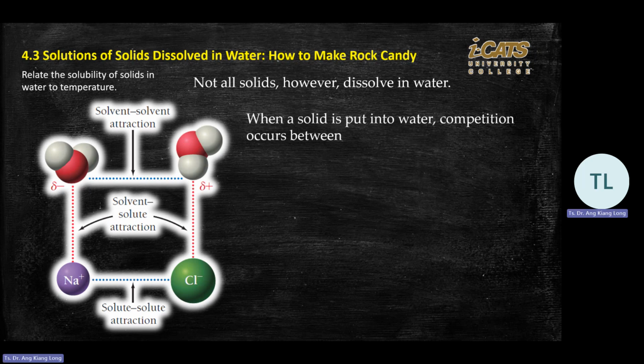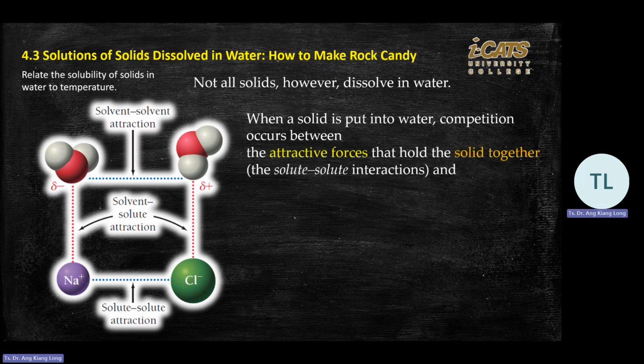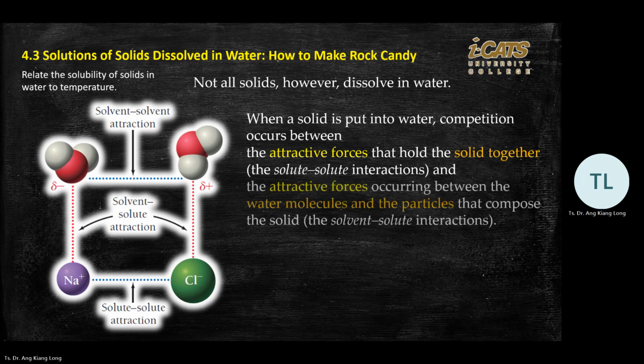Okay, when you put a solid in water, you start to have competition for getting the negative charge, right? So the attractive force in the solid is very, very strong, which is here. The two of this ionic bonding is very, very strong. Attractive force occurring between the water molecule and the particles that compose the solid. This one just tells you what is what. Basically explaining the three types of attraction.